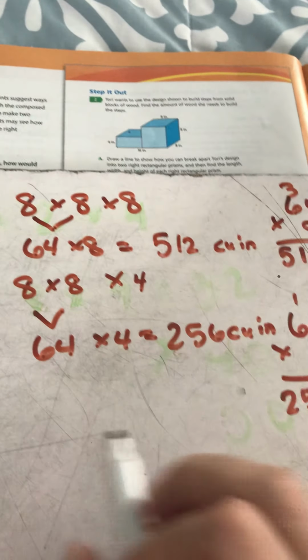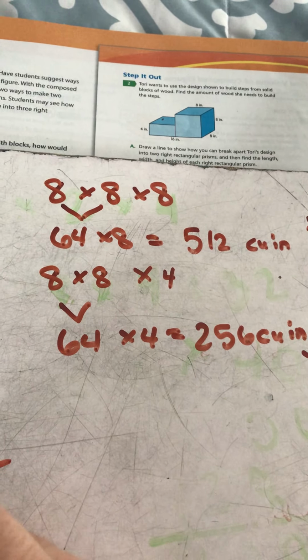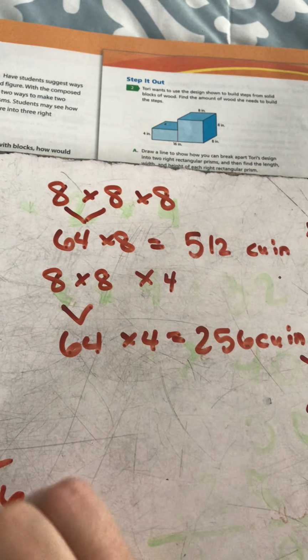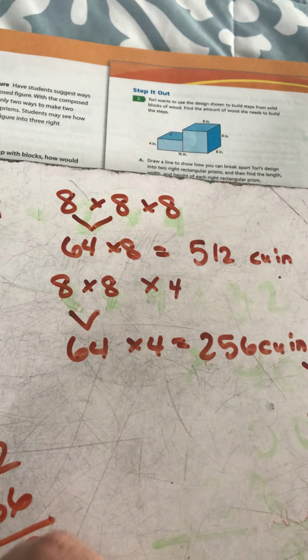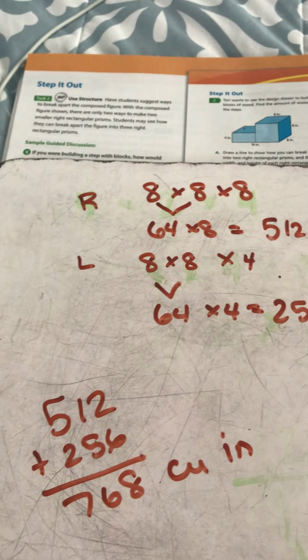Then together, we would add them. So we get 768 cubic inches would be the answer for this second Step It Out.